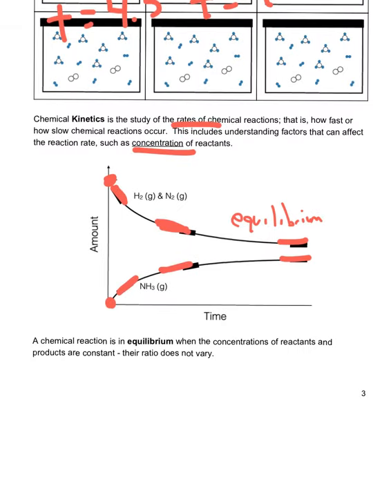Okay, so reading this last sentence here, a chemical reaction is in equilibrium when the concentrations of reactants and products are constant. Their ratios do not vary. So this is what it looks like in the graph. This is what it looks like in the storyboard, so to speak.